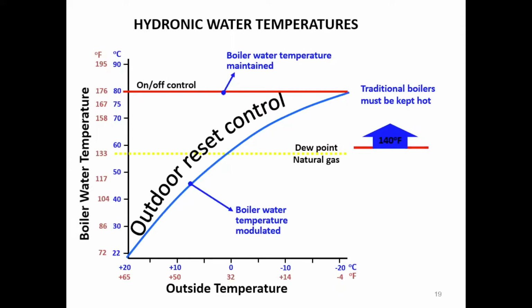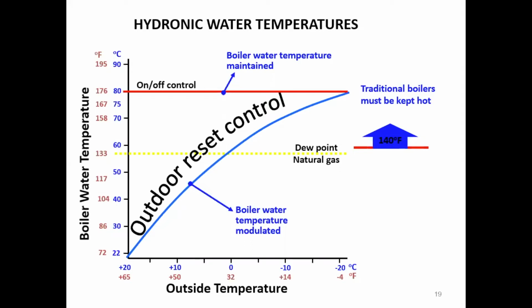But here, off of outdoor reset, on a 0 degree day, I need 180 degree water. But for instance, on a 32 degree day, I need about 133, 135 degree water to change the amount of heat being emitted by the heat emitter to balance with the building. And if this is the right curve for that heat emitter building combination, the temperature should stay consistent within the building itself. On a 50 degree day, my water temperature is now about 100 degrees.